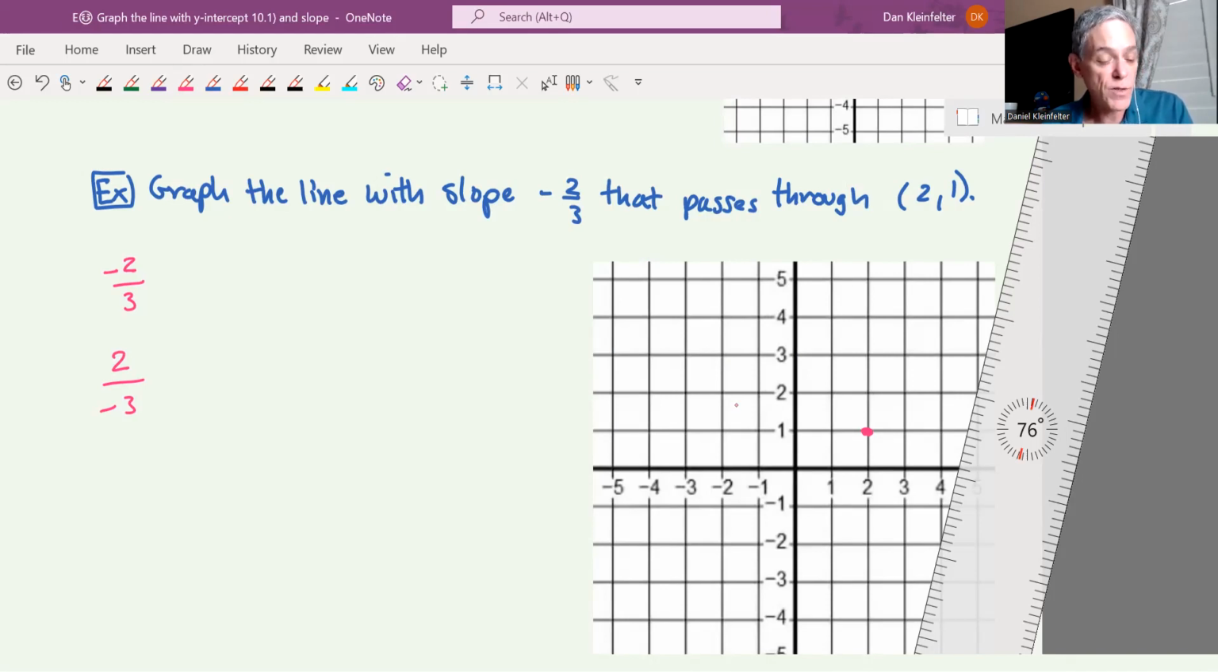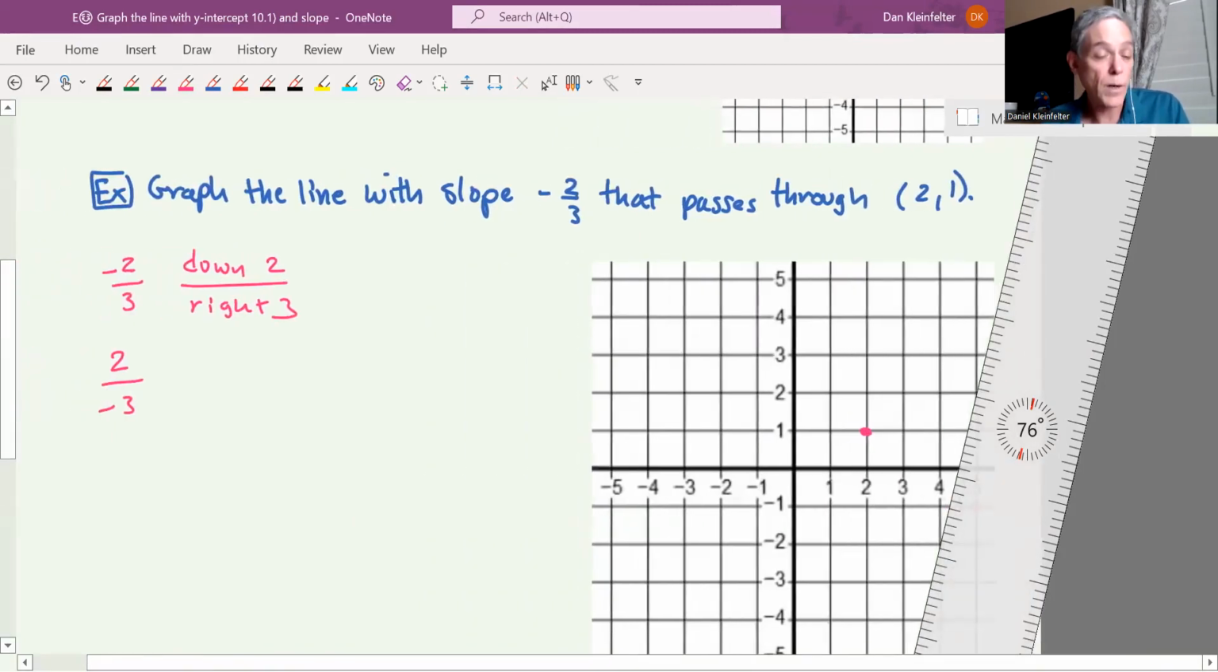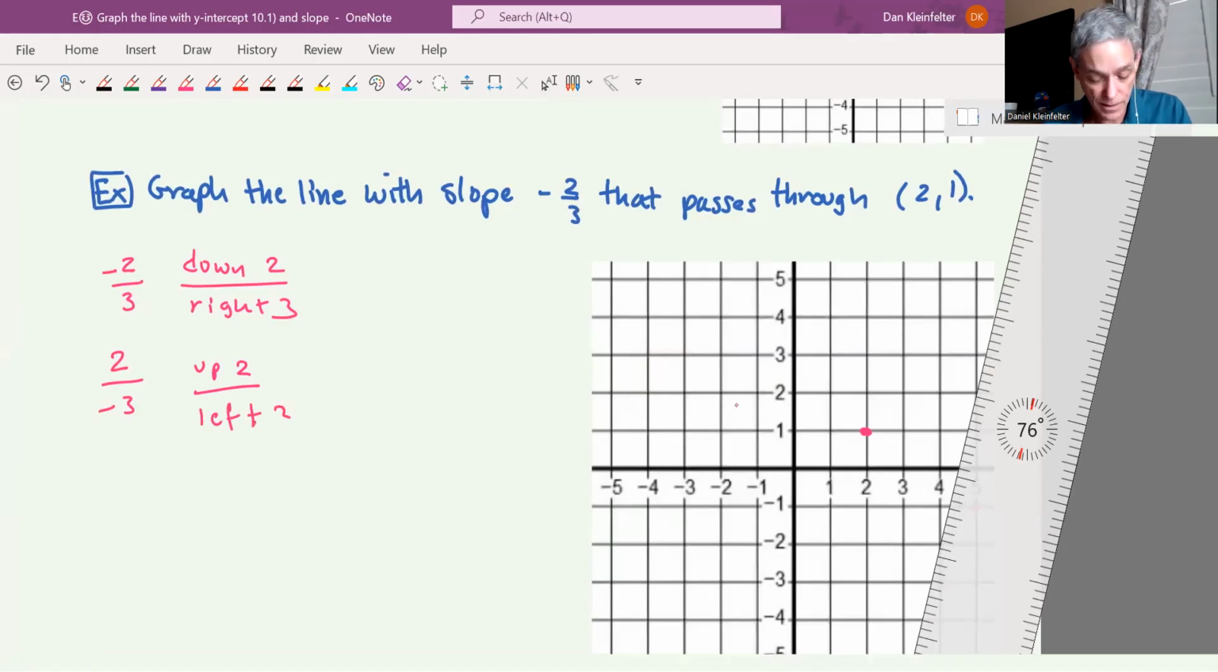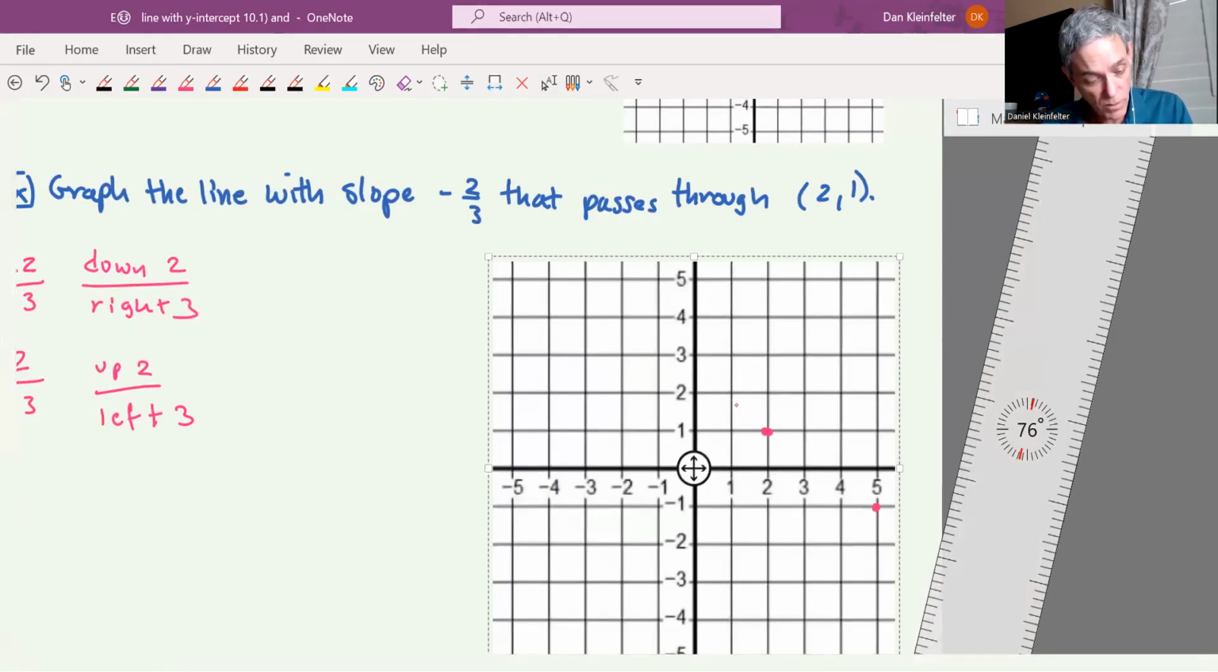So if we look at it the first way, -2/3, this means that to get another point on the line, we will go down 2 and right 3. Okay, so let me go down 2 and right 1, 2, 3. Okay, or instead, we could go up 2 and left 3. So from our first point, which was (2, 1), we will instead go up 2 and left 3.